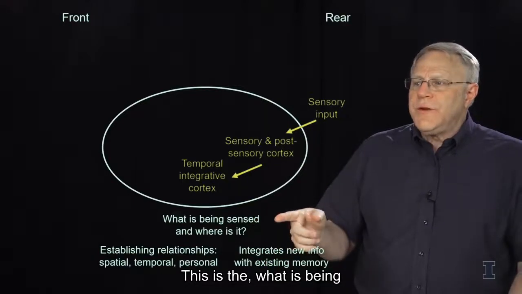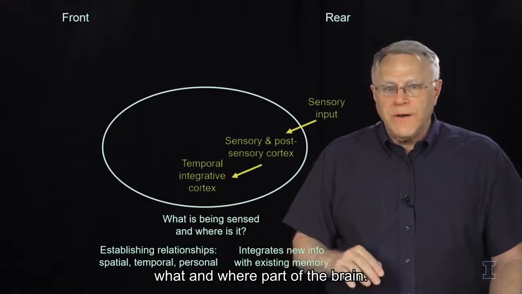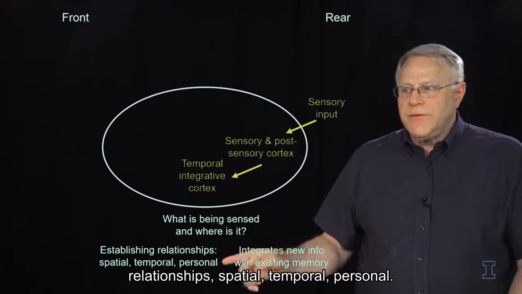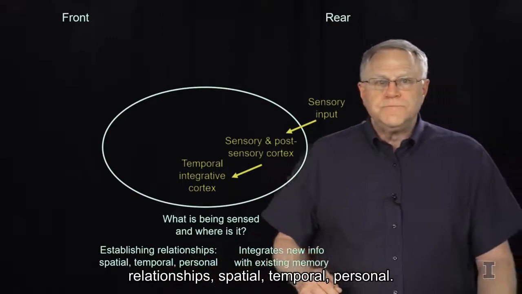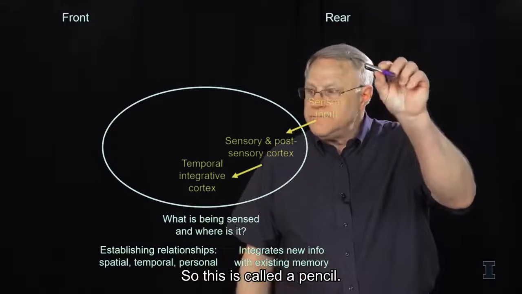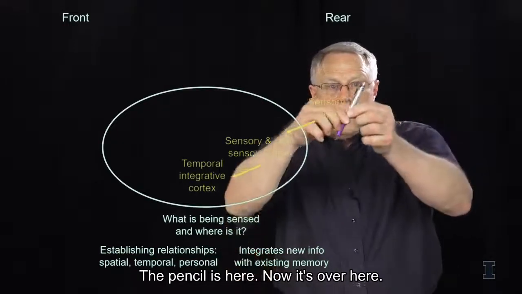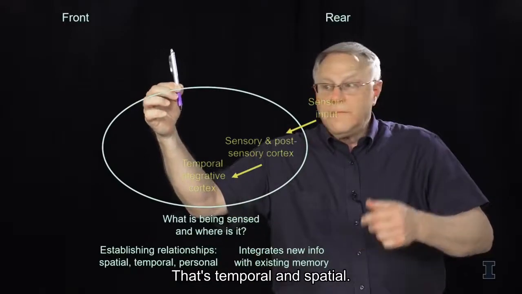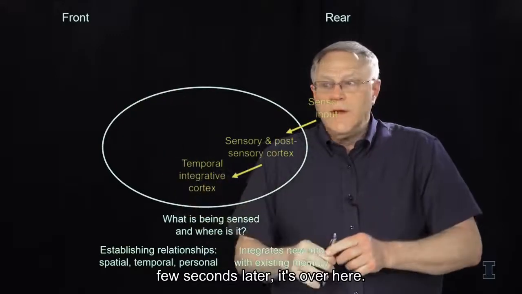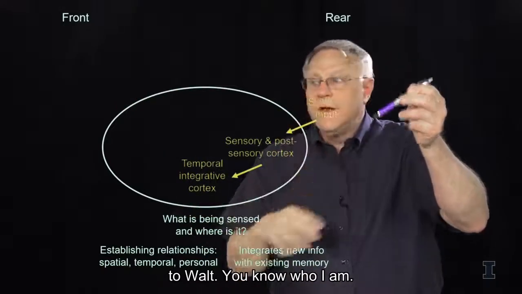This is the what is being sensed and where is it. This is what Zull calls the what and where part of the brain. So this is a part of the brain that starts to establish relationships: spatial, temporal, personal. So this is called a pencil. The pencil's here. Now it's over here. That's temporal and spatial. It was here. Now a few seconds later, it's over here. This is my pencil. This pencil belongs to Walt. You know who I am. So that's what this is doing.